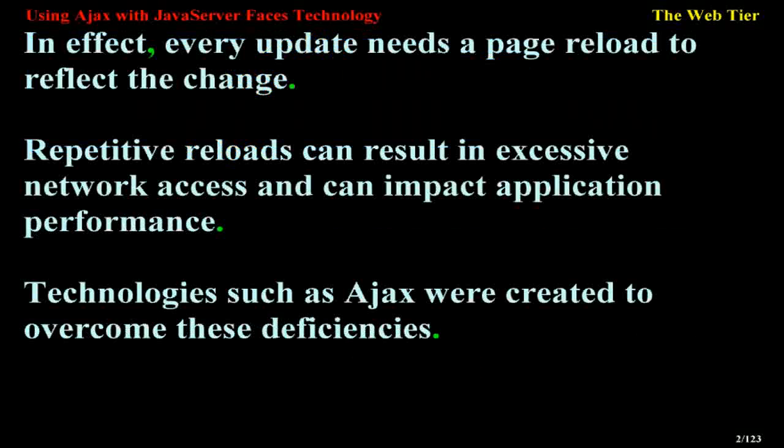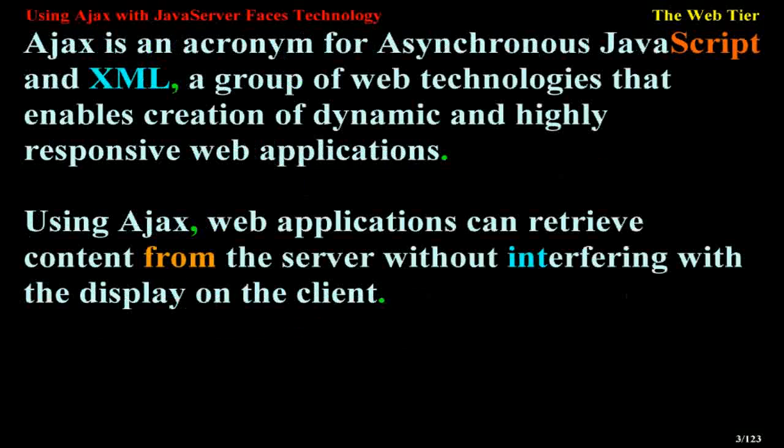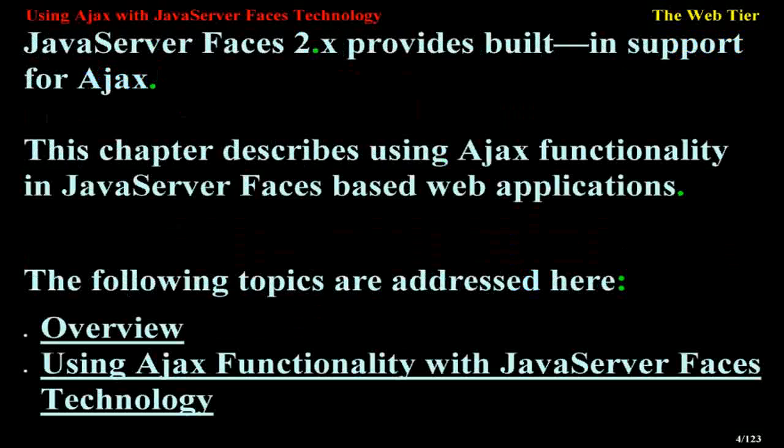Repetitive reloads can result in excessive network access and can impact application performance. Technologies such as Ajax were created to overcome these deficiencies. Ajax is an acronym for Asynchronous JavaScript and XML, a group of web technologies that enables creation of dynamic and highly responsive web applications. Using Ajax, web applications can retrieve content from the server without interfering with the display on the client. JavaServer Faces 2.x provides built-in support for Ajax.